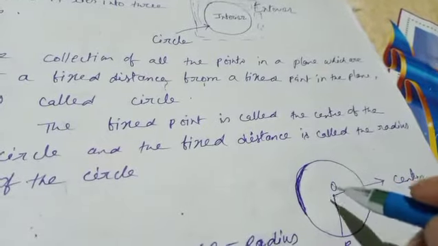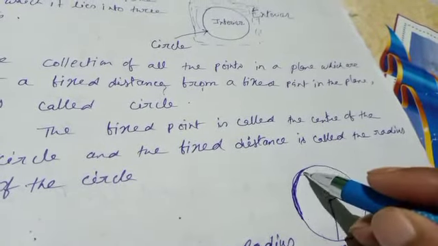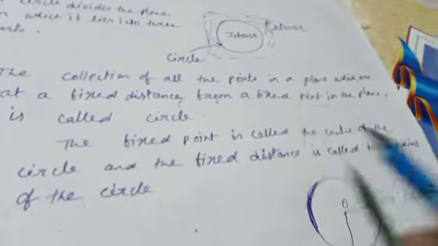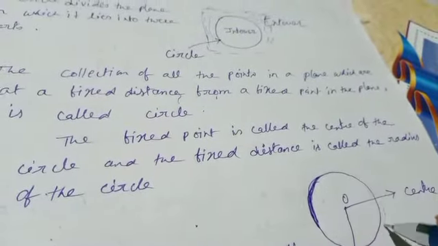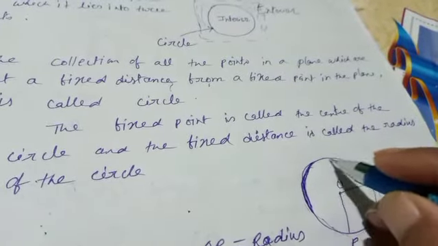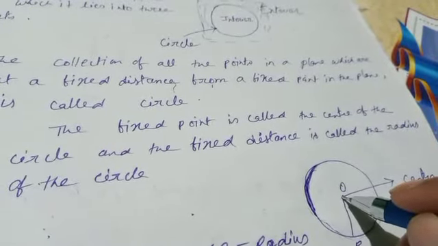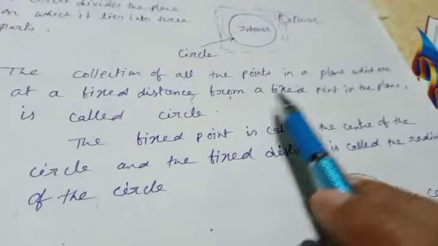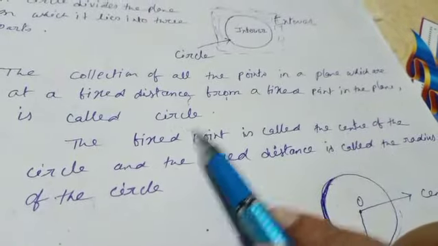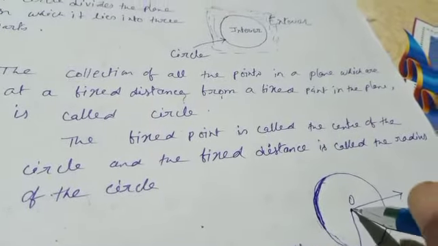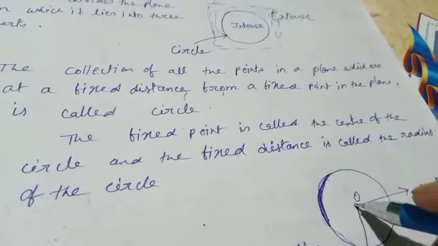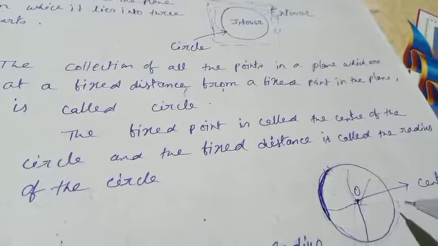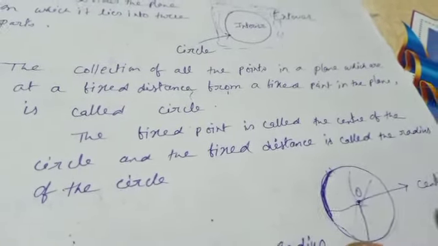Assume that this is a circle. Then see, the collection of all the points in a plane which are at a fixed distance from a fixed point. I mean, these are the points or not? This boundary. Yes. Then according to this statement, which are at a fixed distance from a fixed point, suppose this is the fixed point O. From here, if you see the distance, all these distances are what? Same. If you get a shape like this, that is called a circle.